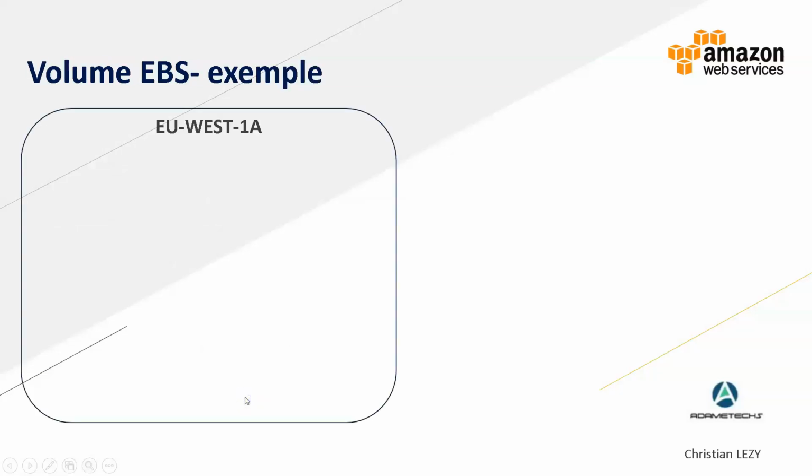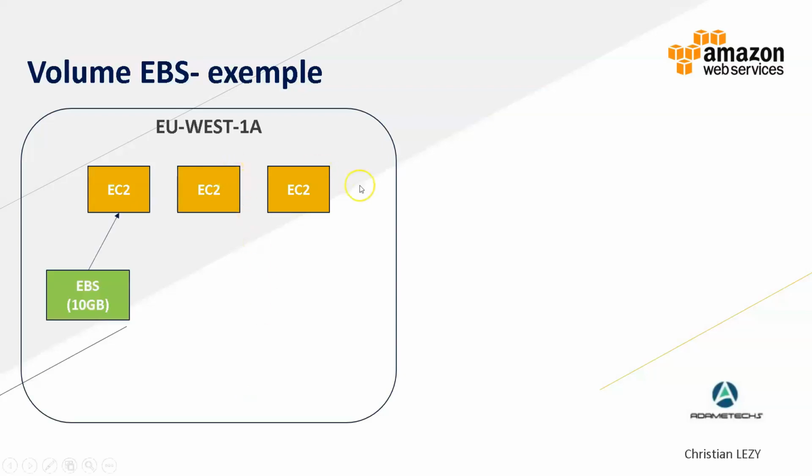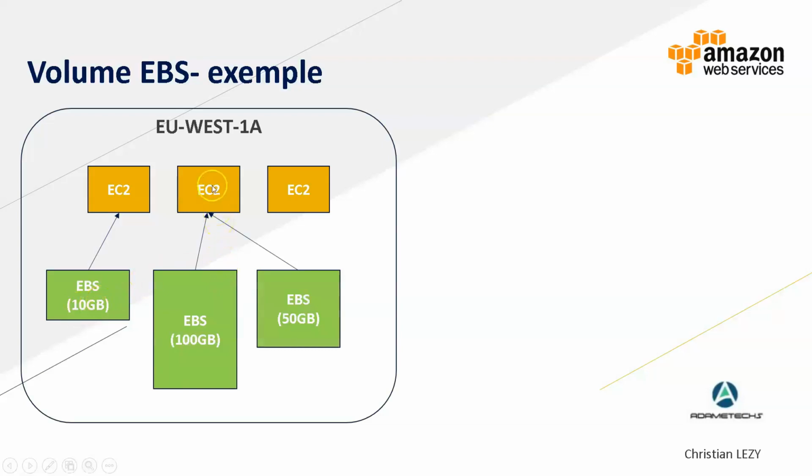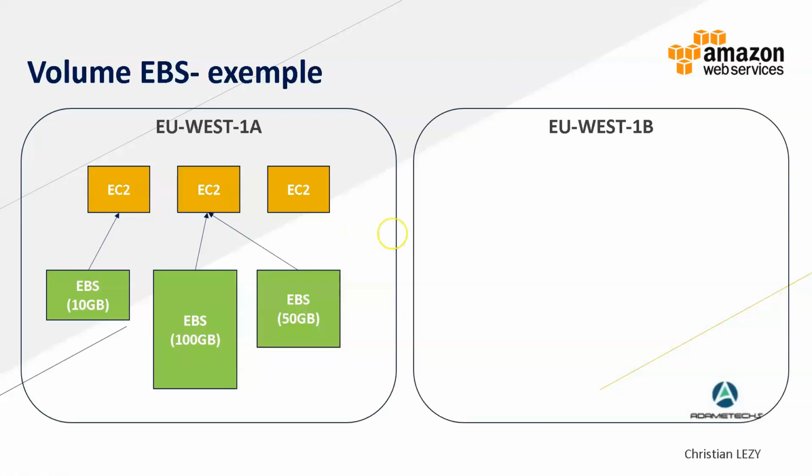Here is an example of the use of our EBS volumes between several zones. Here we have a zone with our 3 EC2 instances. The first one has an EBS volume of 10 gigabytes attached. Our second instance has two attached volumes, one of 100 gigabytes and one of 50 gigabytes. And our third instance has no EBS volume attached.